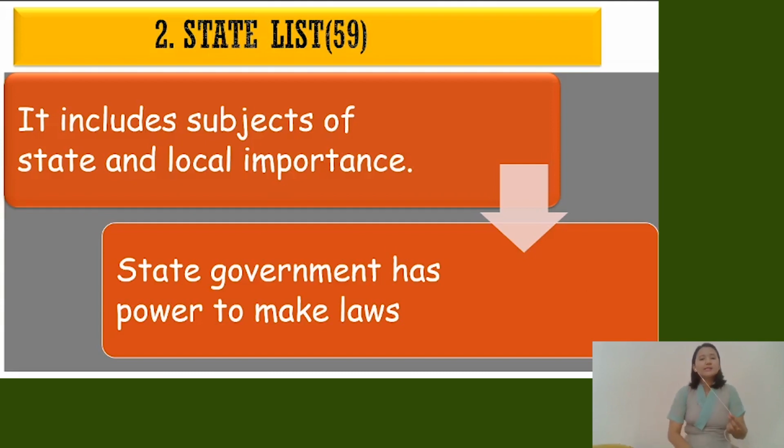Second one is the state list. The state list consists of those subjects which are important to the state and local. Local means we are talking about the city area and the village area. So these are important only to a state and the cities and the villages. Because of that, the state government has the power to make laws and decisions on this list. The state list consists of 59 subjects.